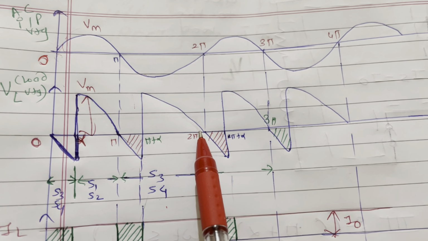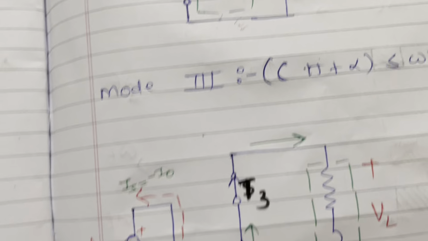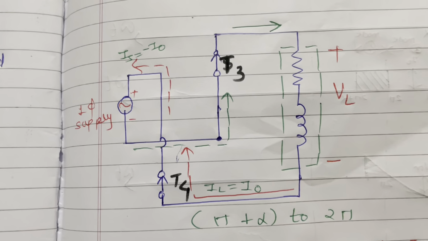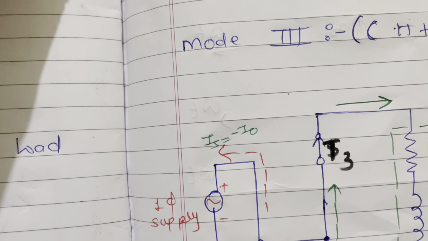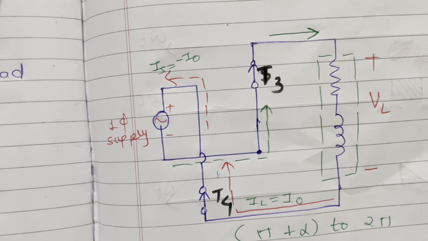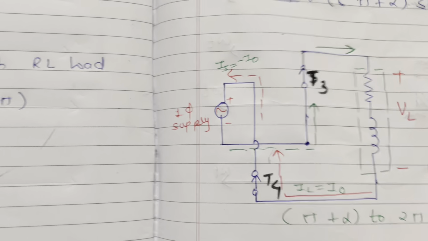So the load will store energy in this mode, so that SCR3 and SCR4 will be conducting in the negative half cycle of the AC supply.